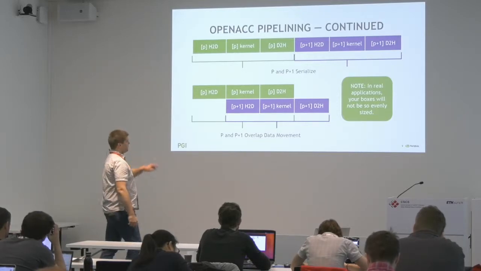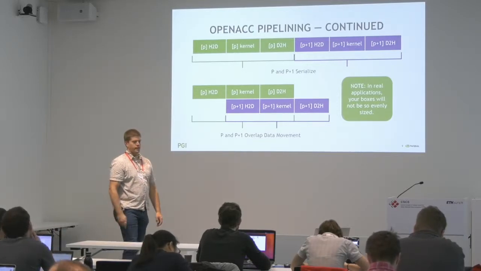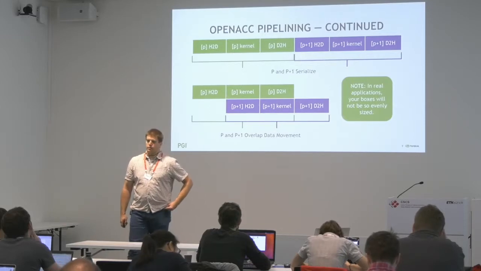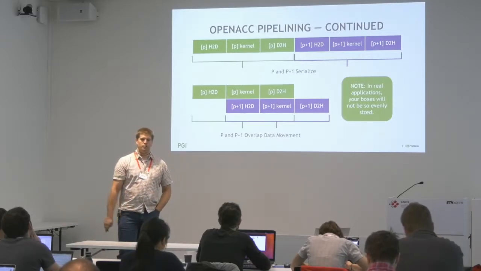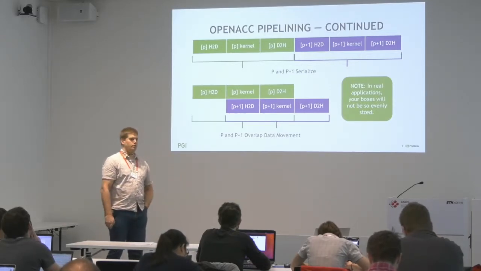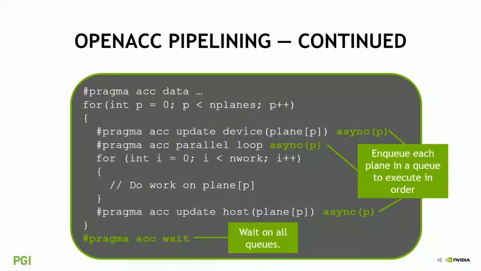But as a basic concept, that is what it would look like. Now, the question is, how do we write that? How would we need to change that example that I showed you to make that work? Well, we need to put these async clauses here. So the update device directive gets an async clause, the kernel launch gets one, and the update host gets one.